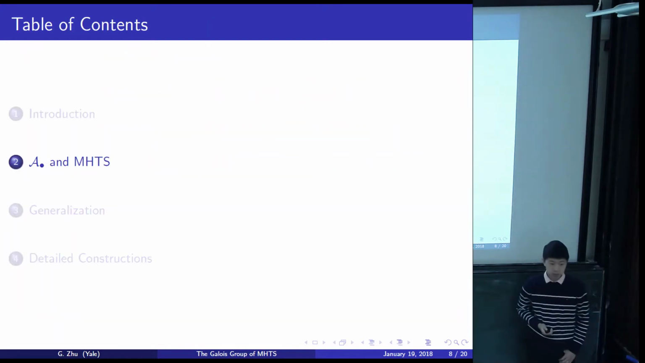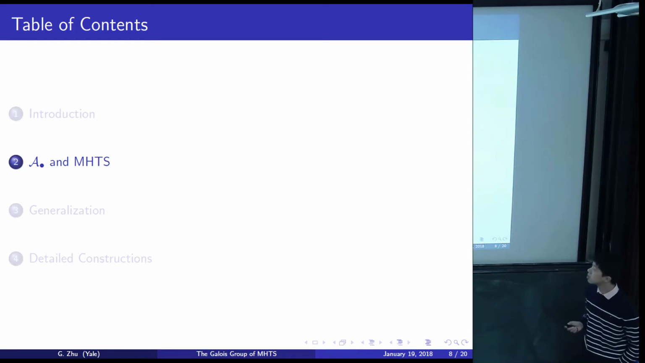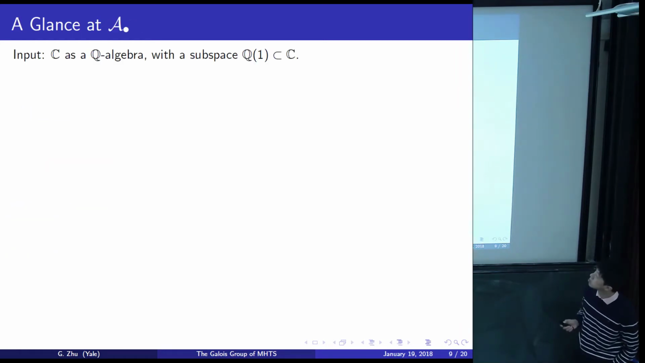Those are some brief introductions. Now we can talk about our main object, the Hopf algebra A. To construct our Hopf algebra A, the input is, first, C as a Q algebra, with a special subspace, the Tate structure Q(1), as a subset in C.